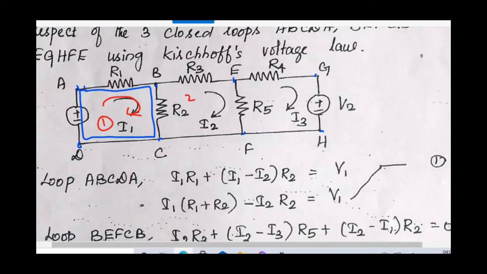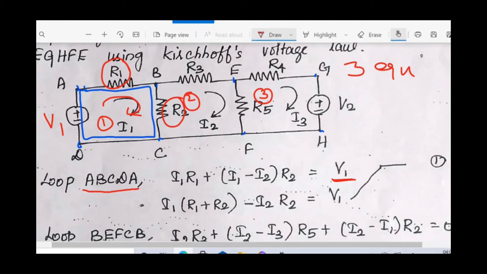How many loops? We have one loop, two loops, three loops. So how many equations can we write? Three equations. First we have to write equation number 1 by considering the loop A, B, C, D, A. Here we have one potential, let it be V1. So potential rise V1 equals potential drops. Where are the drops? In I1 and I2 we have voltage drops. What do you mean by voltage drop?